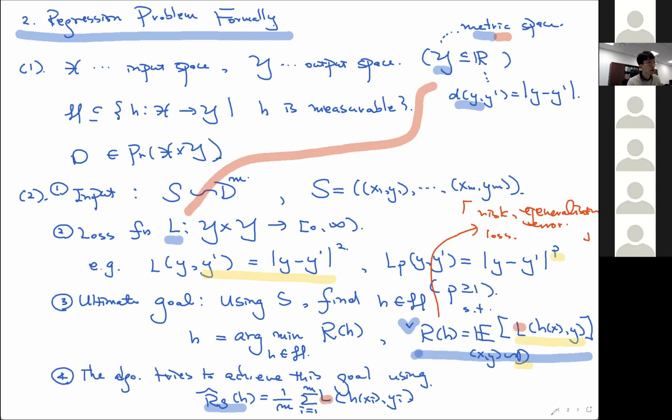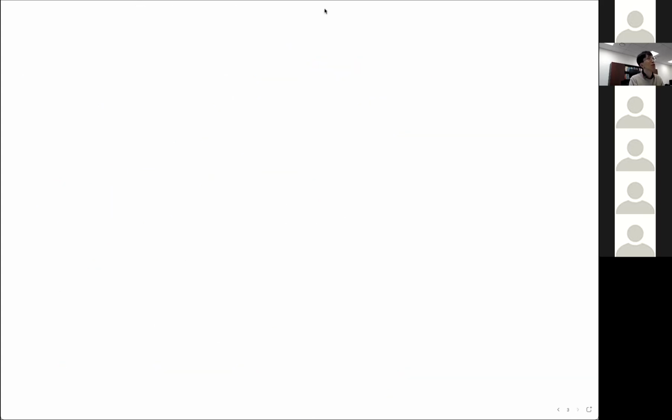Now let me mention one more thing. Let's think about this L_p loss to get some understanding of the impact of the choice of the loss function. This is defined by first taking the difference and then taking the power, where p is greater than or equal to 1. So what's the impact of choosing different p?